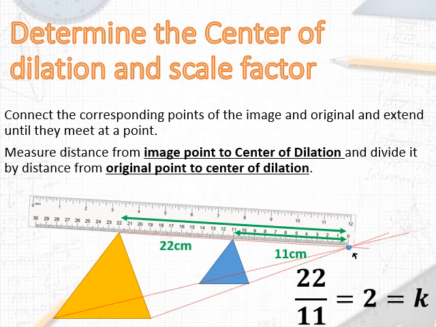Now our actual scale factor. So scale factor is measured as image over pre-image. So kind of what happened versus how it started. That's where you get your scale factor from. So in our case, we're saying that the yellow triangle is the image and the blue one is the pre-image. Dividing those, you get 2. So the scale factor in this case was 2.